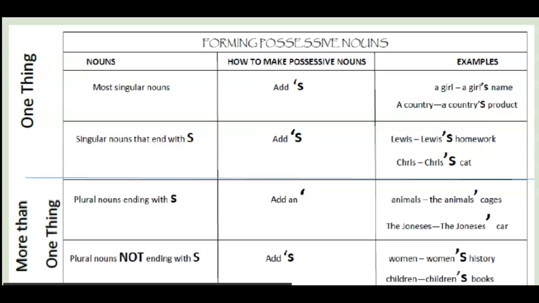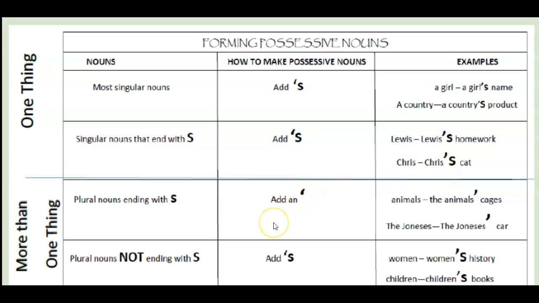And I have a chart here to explain all of this. The two rows at the top deal with singular nouns. Most of the singular nouns, you're just going to add apostrophe S. A girl, a girl's name. A country, a country's product. If you have a singular noun that ends with an S, again, you're just going to add apostrophe S. Louis, Louis's homework. Chris, Chris's cat.